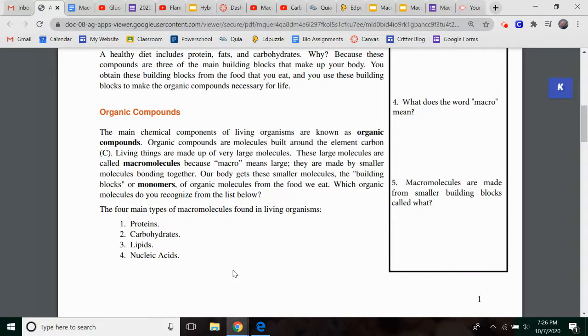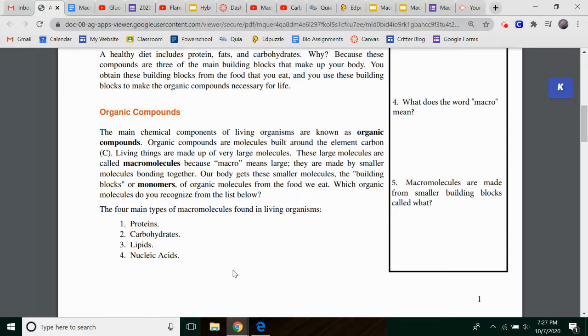Organic compounds. The main chemical components of living organisms are known as organic compounds. Organic compounds are molecules built around the element carbon, or C, on the periodic table. Living things are made up of very large molecules. These large molecules are called macromolecules because macro means large. They are made by smaller molecules bonding together.